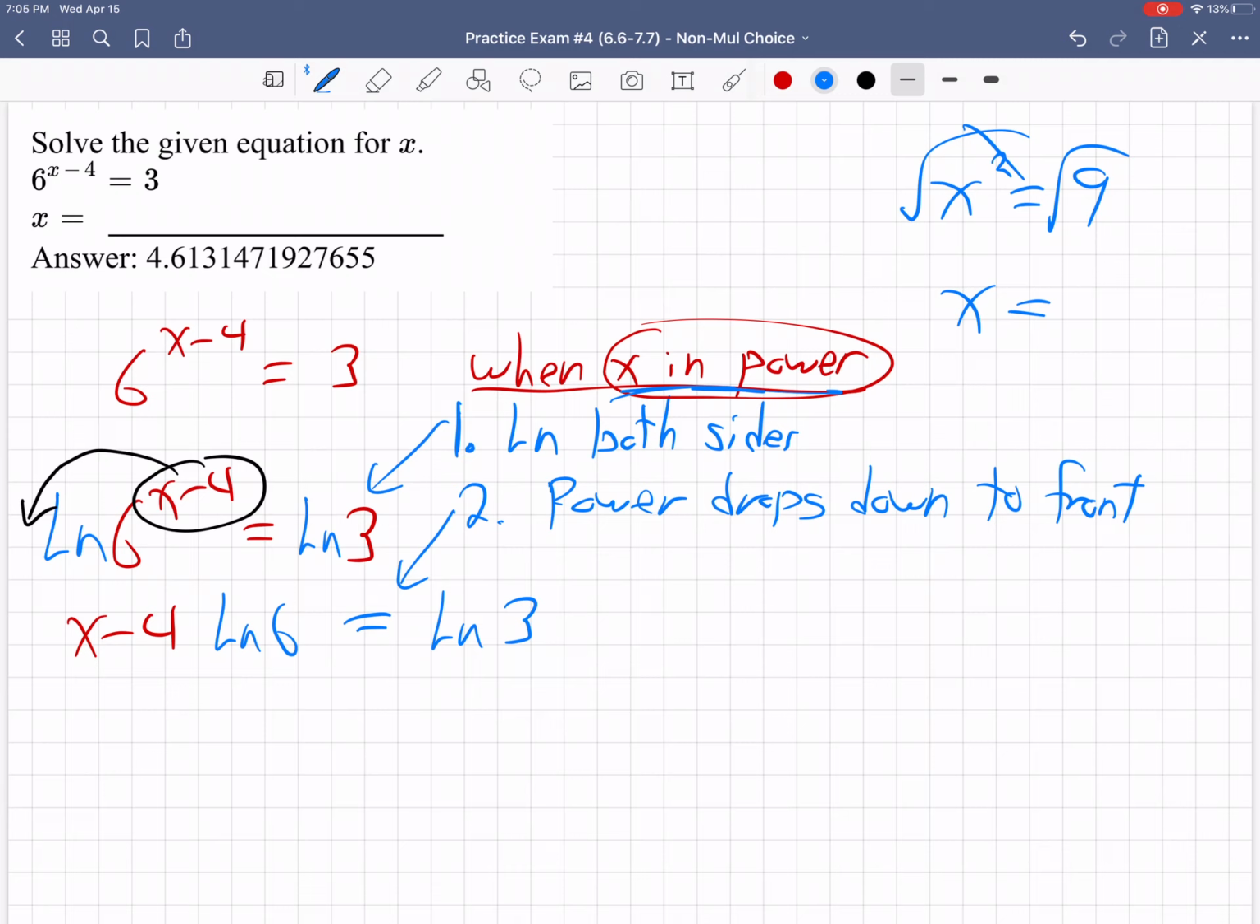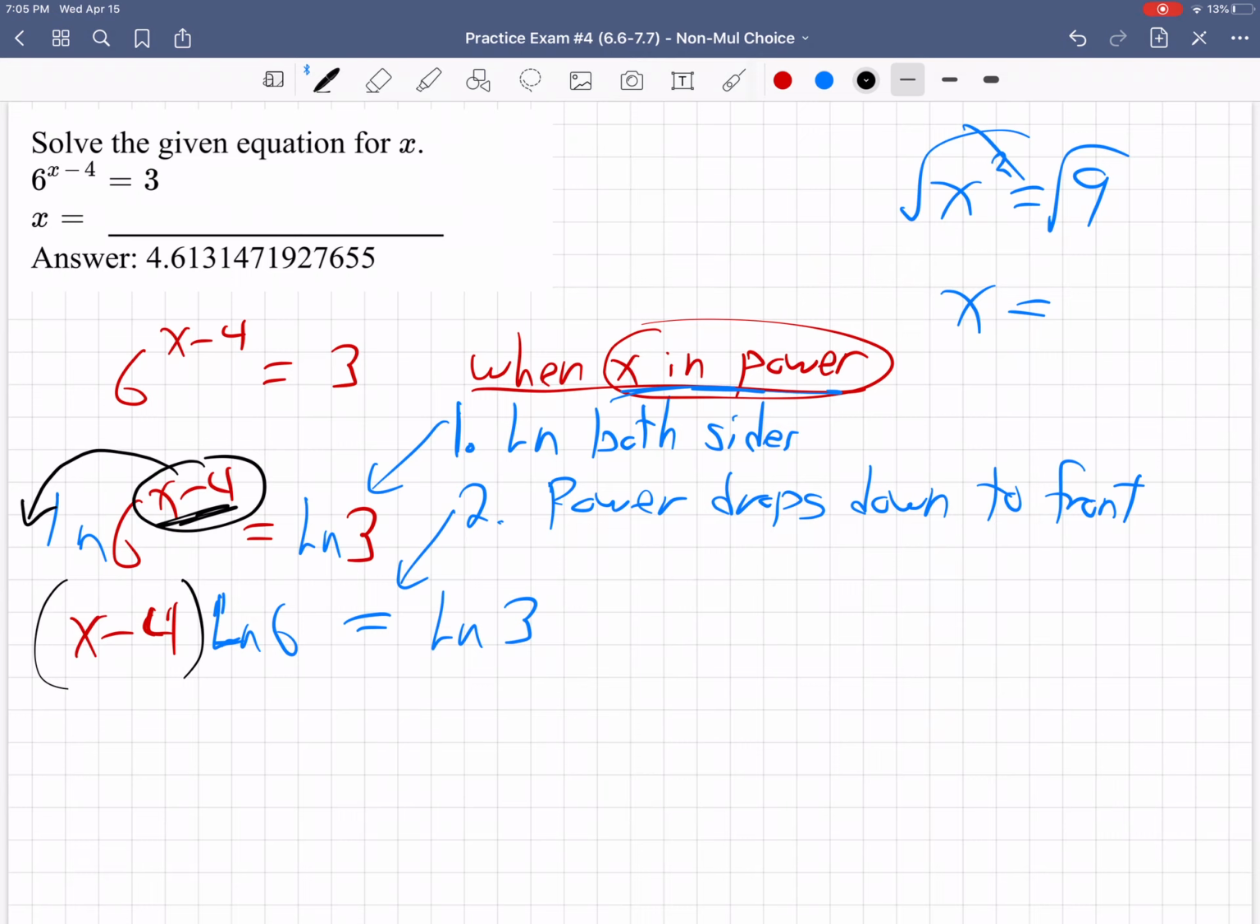Now there's a mistake the way I have it currently written. You have to put parentheses around the whole power, because otherwise, if you leave the parentheses off, if you leave it like that, then only the 4 would be multiplied. The 4 would be the only thing multiplying the natural log of 6, and that's not right. That's not what we want. So you got to have parentheses saying the whole x minus 4 was the power, the whole x minus 4 is now multiplying.